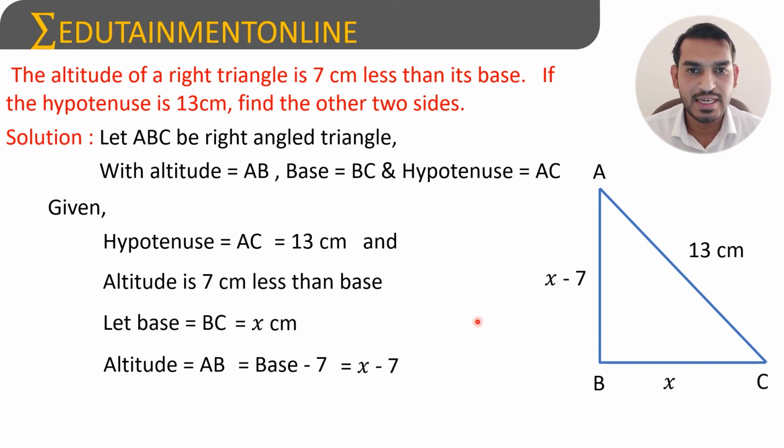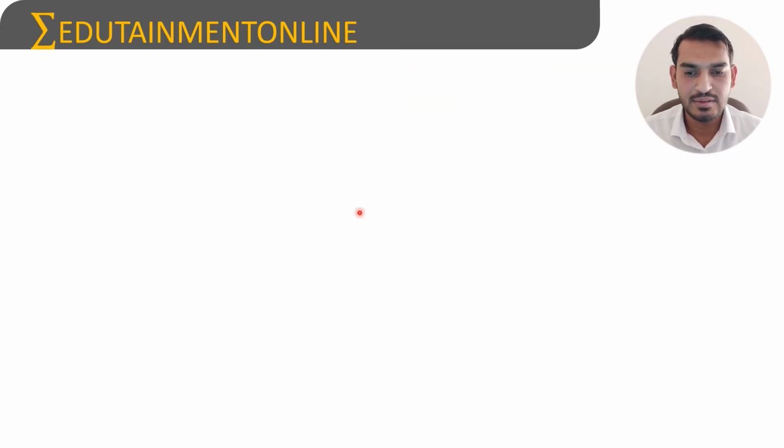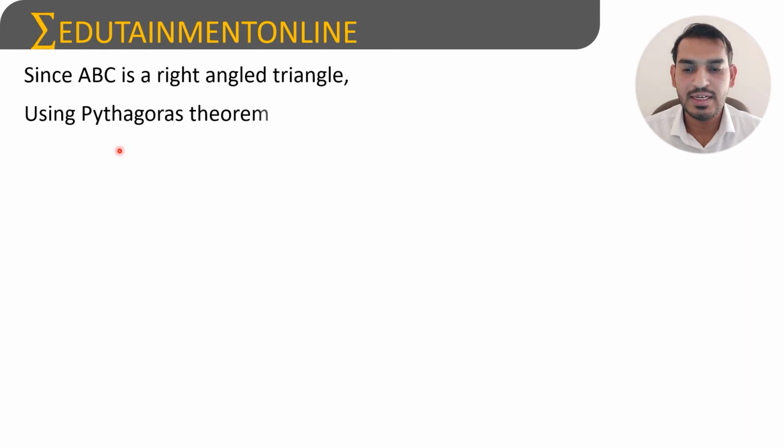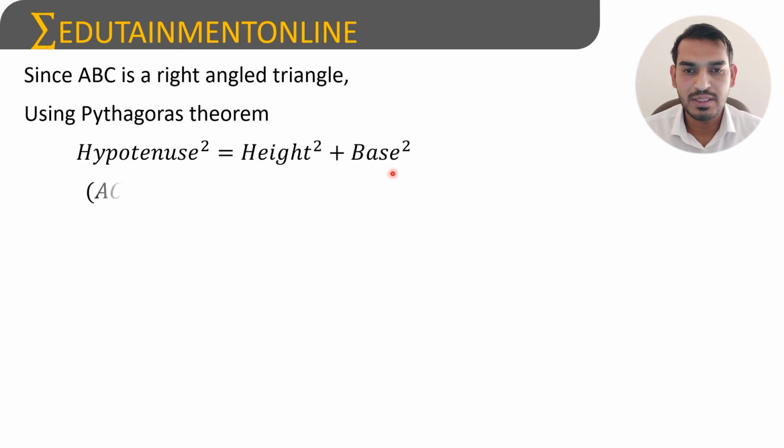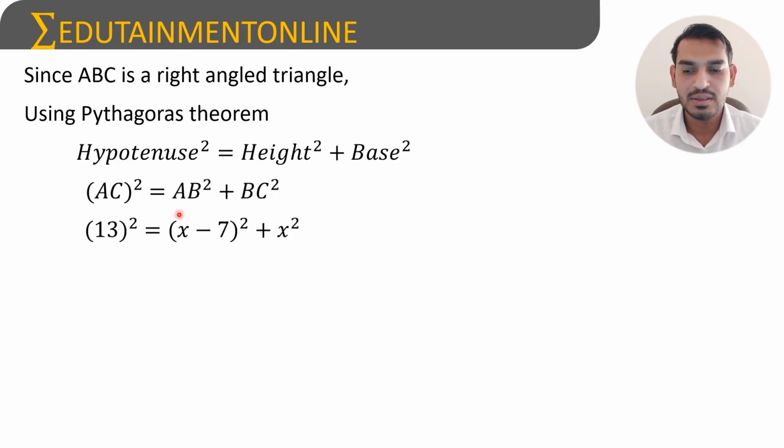Now since it is a right angle triangle, we can use the Pythagoras theorem, which says the square of the hypotenuse is equal to the sum of squares of the other two sides in a right angle triangle. So we can write it as hypotenuse square is equal to height square plus base square. So AC square is equal to AB square plus BC square. Since AC square is 13 square, the hypotenuse, AB square is (x minus 7) whole square, plus base BC is x.